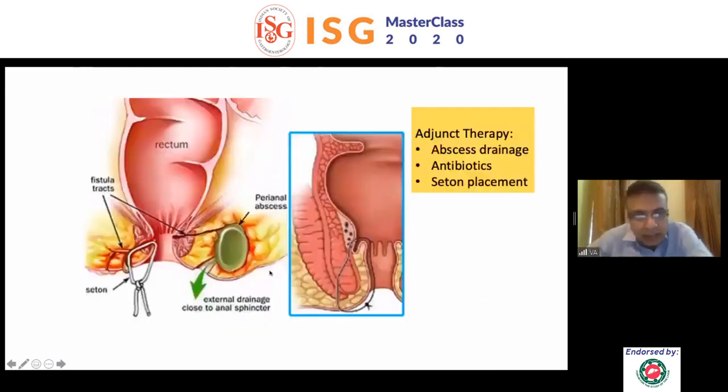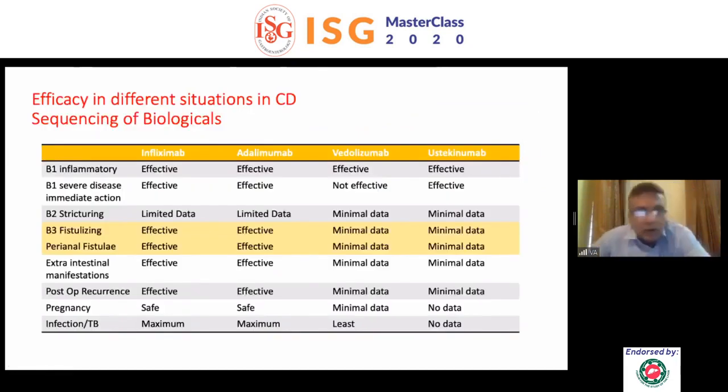These are adjuncts when it's a complex fistula, before any kind of therapy. If you ignore these adjuncts, your therapy would not be successful. That is, look for a perianal abscess and drain it. Put a seton out there, either a cutting seton or a non-draining seton, depending upon the location. That will help in taking care of the infection. And thereafter, you go for biologics.